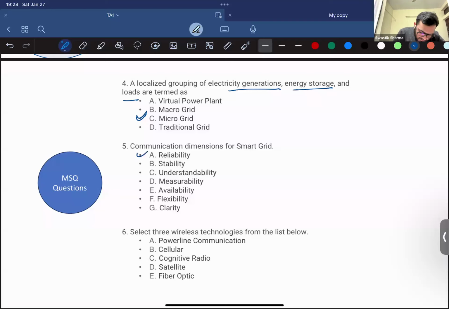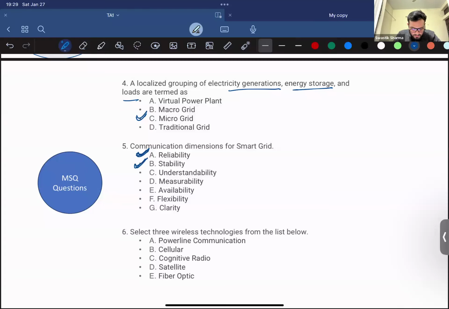So it should be reliable, right? If I'm measuring something at some place, but my communication system is not reliable, what would happen with my measurements? I won't be able to transmit them to the dispatch center or the control center. So the communication infrastructure should be reliable in nature. So it should have reliability. It should be stable as well. It shouldn't be like it transmits at one point and then it doesn't transmit with the second time interval.